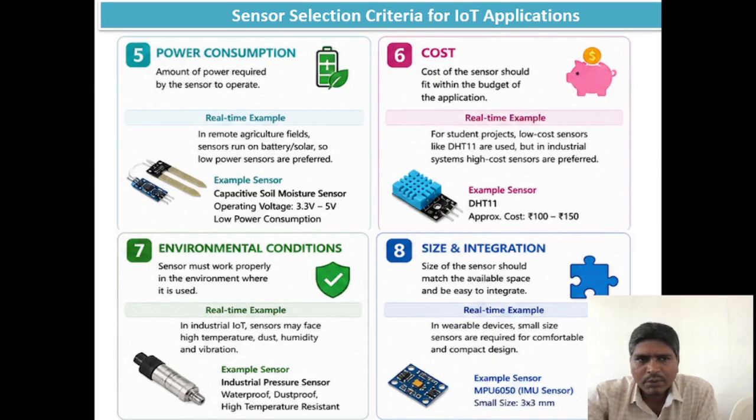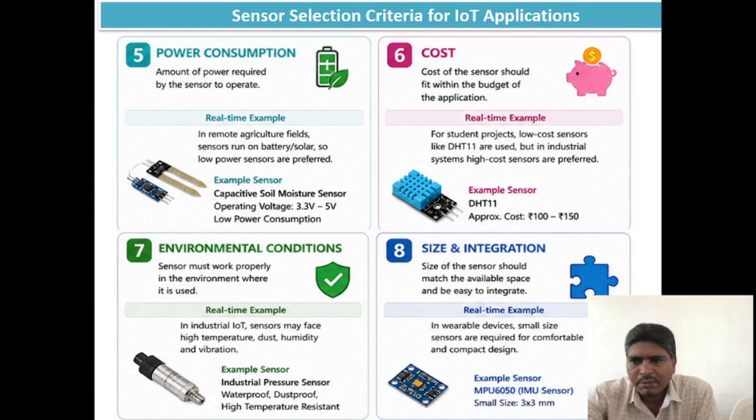Next, the fifth one is power consumption. Power consumption tells how much energy the sensor requires. In smart agriculture, sensors are placed in remote fields and powered by batteries. So we must use low power sensors to increase battery life. If the sensor consumes more power, then the system will not work for a long time.